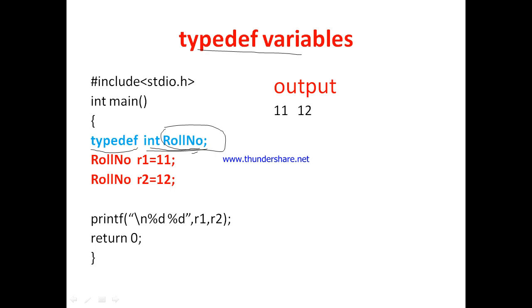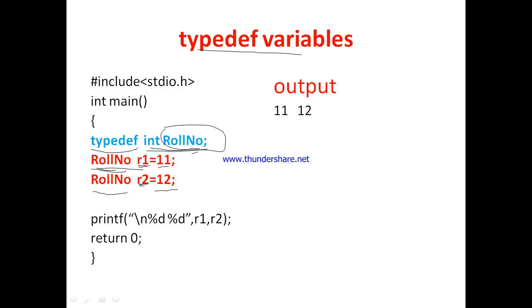Here we have defined roll number R1. That means R1 is a variable having data type roll number. The original data type of roll number is int, so it is also int, but we can say that R1 is a variable having data type roll number. We have stored the value 11 here. R2 is also a variable having data type roll number, and here we have stored the value 12.